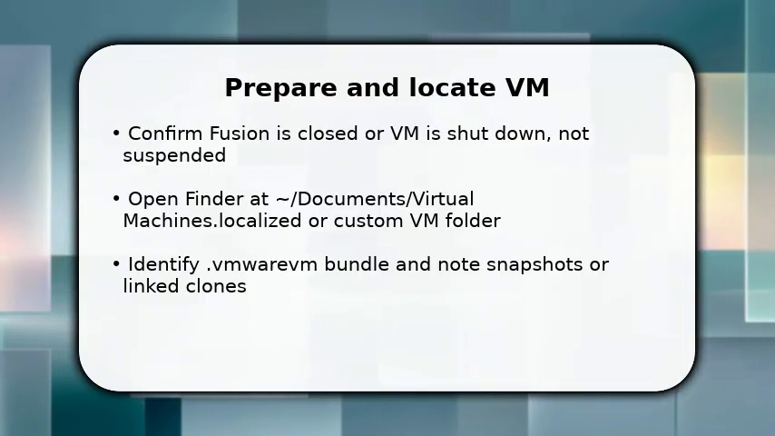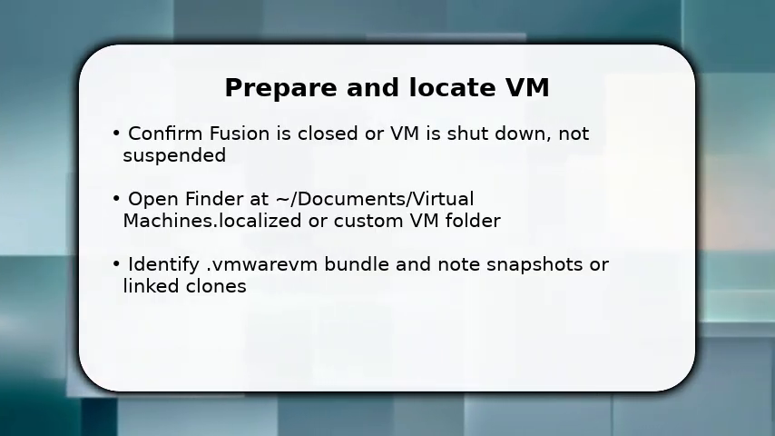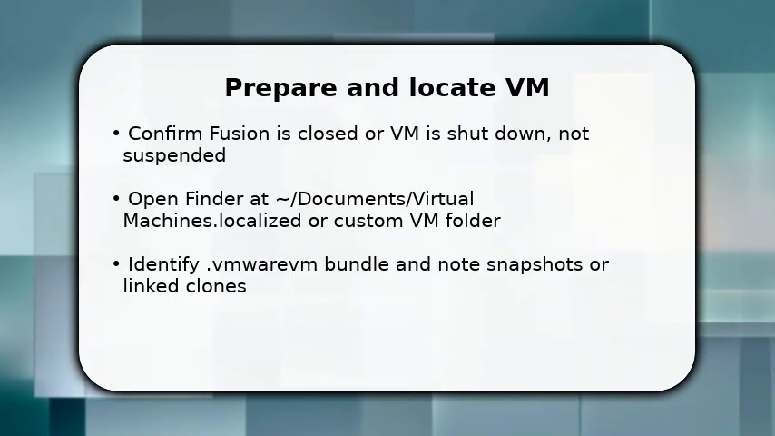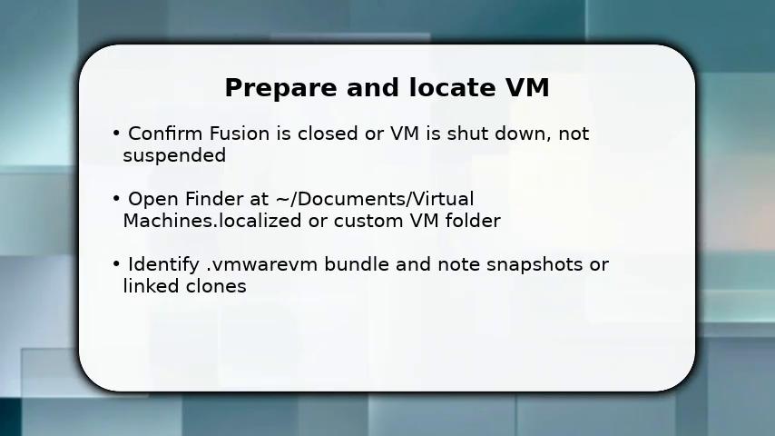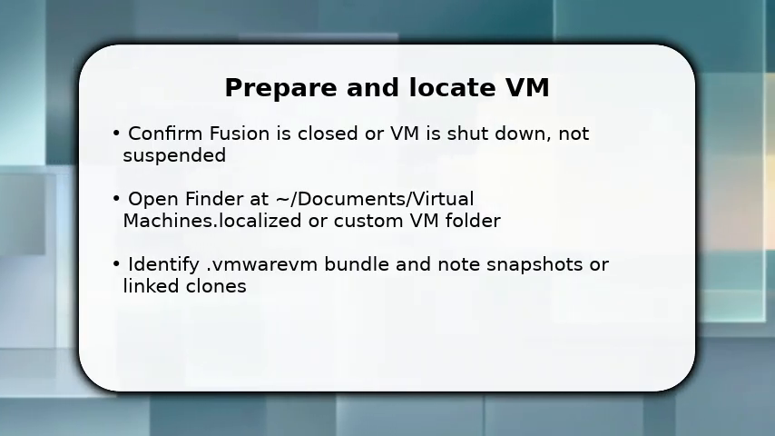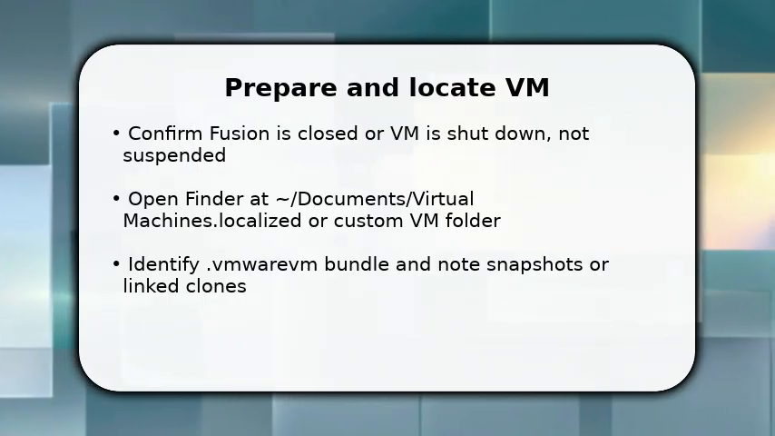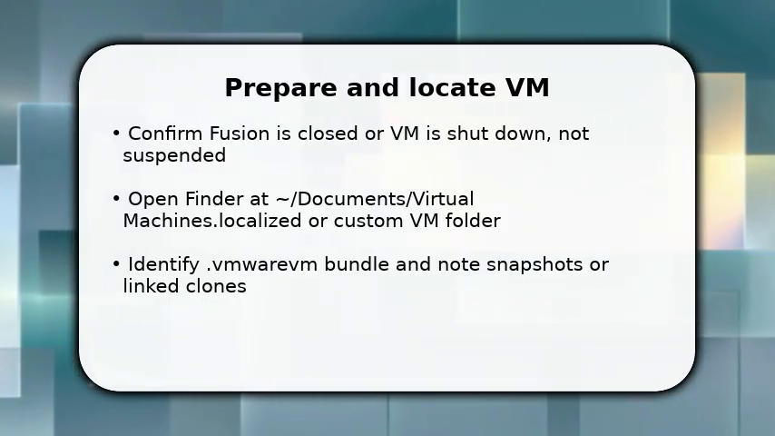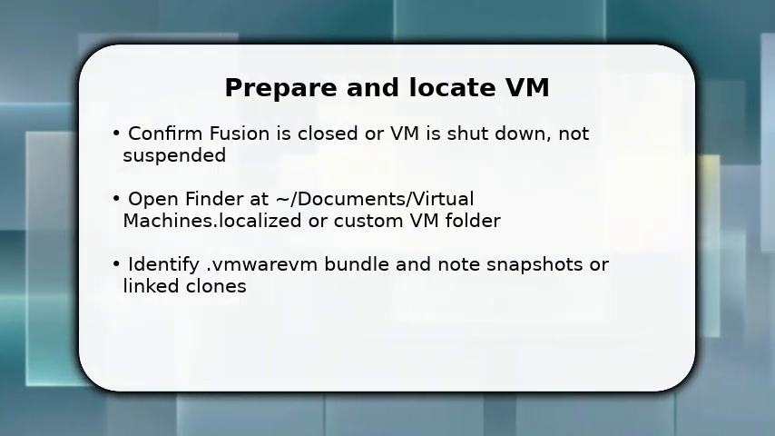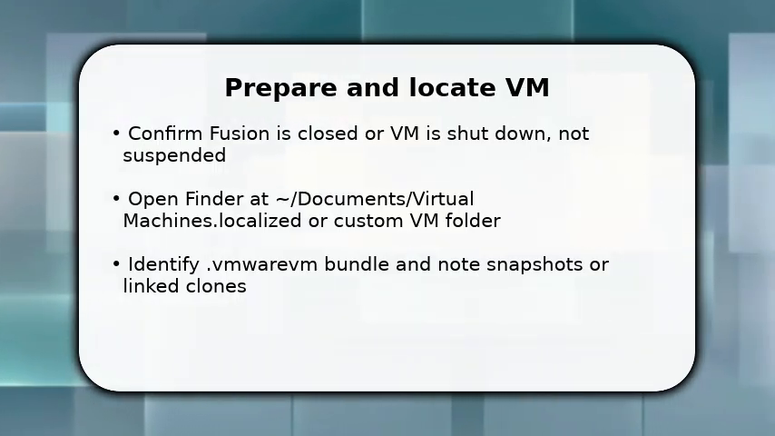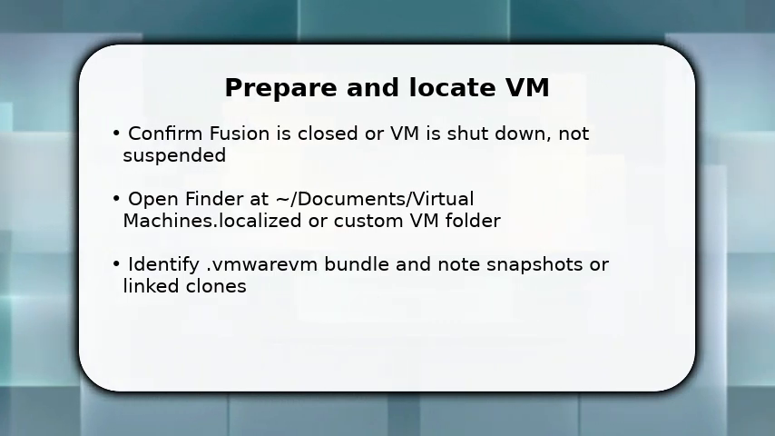You start by shutting down the virtual machine completely. Suspended states keep files in use. Once done, make sure Fusion is closed to avoid file locks, then open Finder and navigate to your virtual machine's folder, usually in Documents. Look for the VMware VM bundle that matches the VM name and check whether there are snapshots or linked clones. Those affect deletion and disk usage. This step prevents partial deletes and data loss and primes you for safely removing all related files.